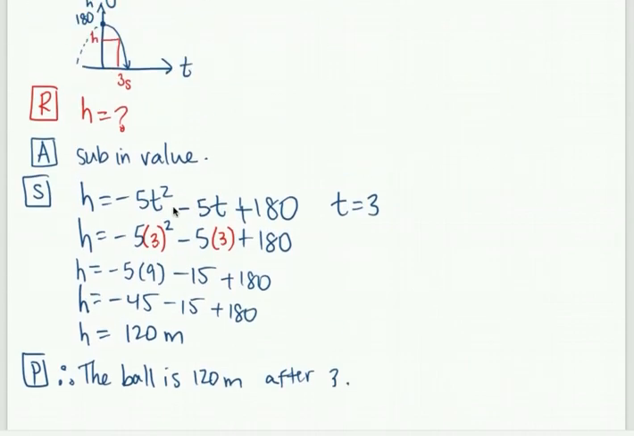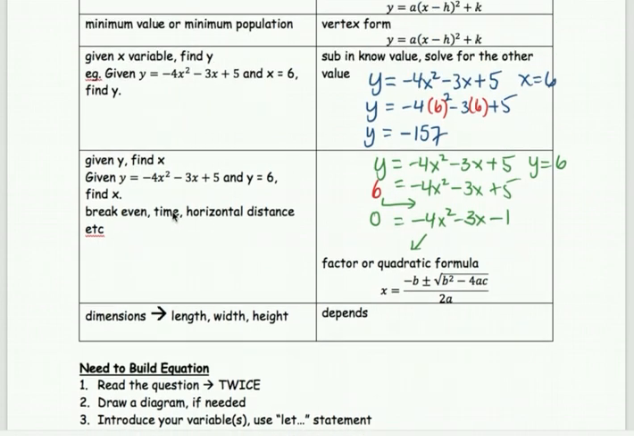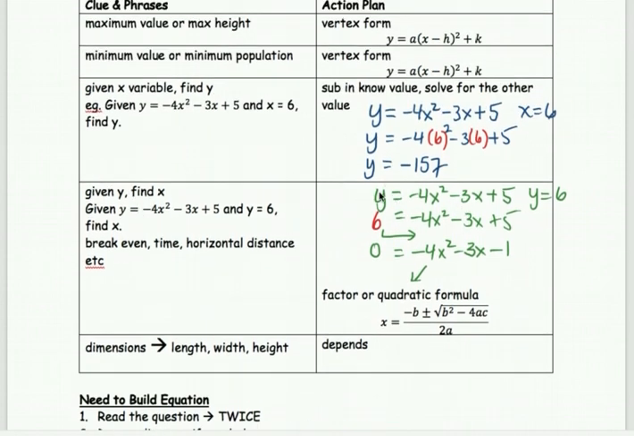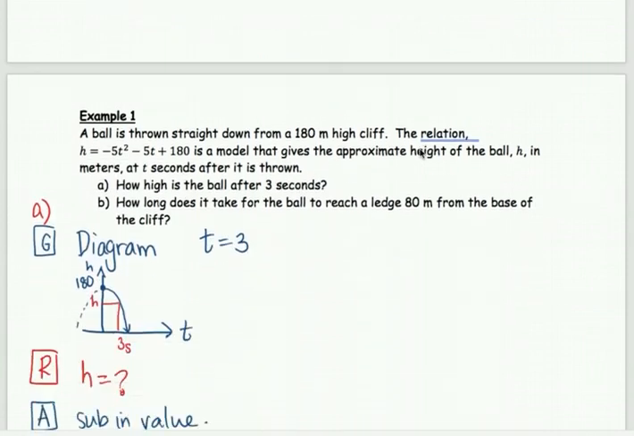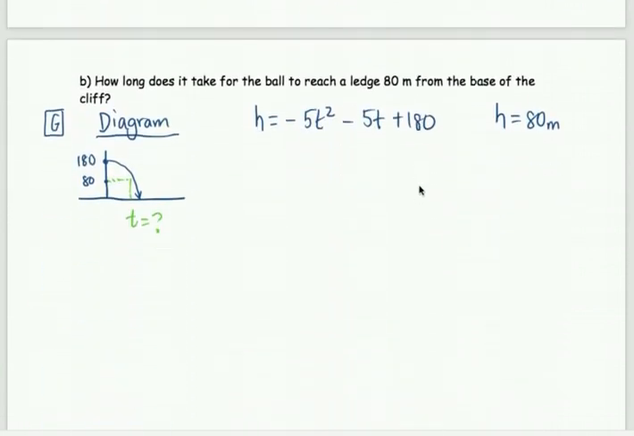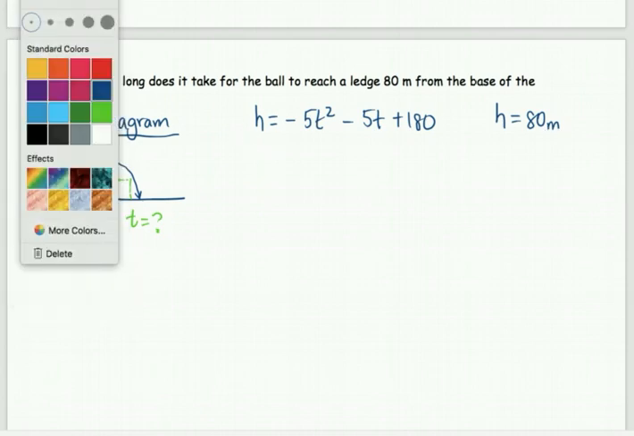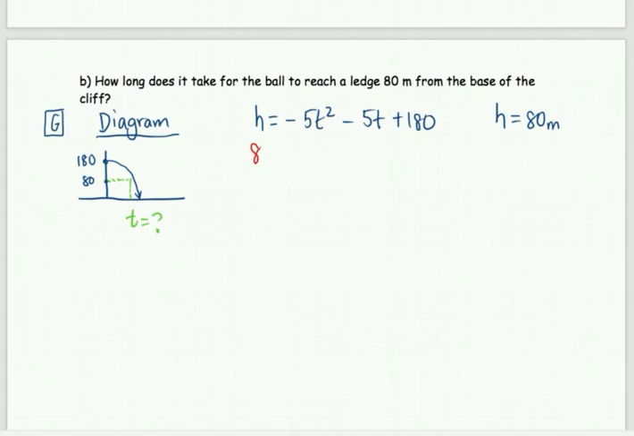So we need to go find t. So again, we're given the y value, so we're going to plug it in, and then we're going to end up with a bunch of t's here that we have to solve for, and that's when we're going to use the factoring or quadratic formula method in order to get to the answers, okay? All right, so let's plug it in. Okay, so there's the 80 that goes in for the h, and then the rest of the values here in terms of t.